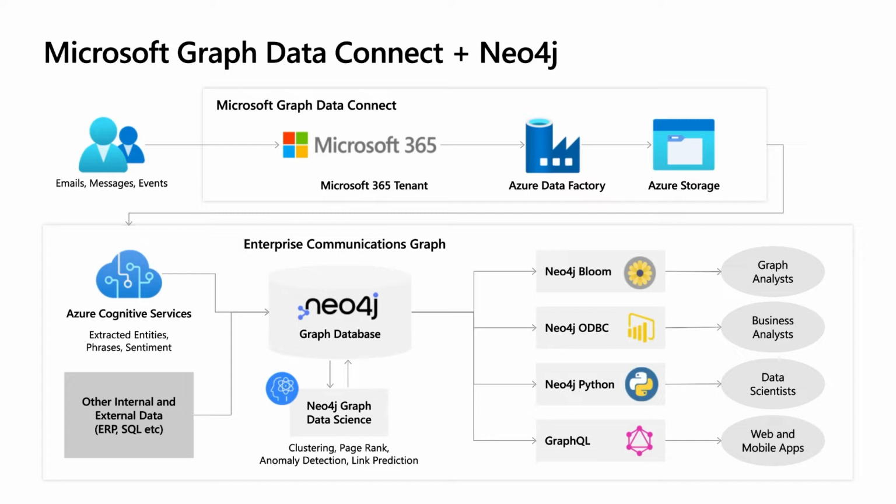Neo4j provides a variety of ways that the data can be surfaced for analysis. So we're going to look at Bloom visualization. We have an ODBC connector that allows you to connect to Power BI. There's a Python driver, so data scientists could directly interact with the Neo4j database using common tools like Jupyter. And of course, we have a rich set of APIs like GraphQL, which we'll take a look at, that can support web and mobile applications for real-time analysis and alerting based off of the Microsoft Graph Data Connect data.